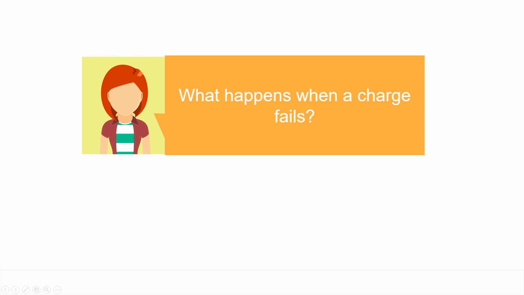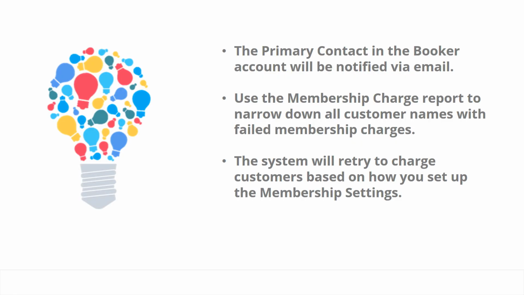What happens when a membership charge fails? The primary contact in the Booker account will be notified by email. You can use the membership charge report to narrow down all customer names with failed membership charges. The system will retry to charge customers based on how you set up your membership settings.